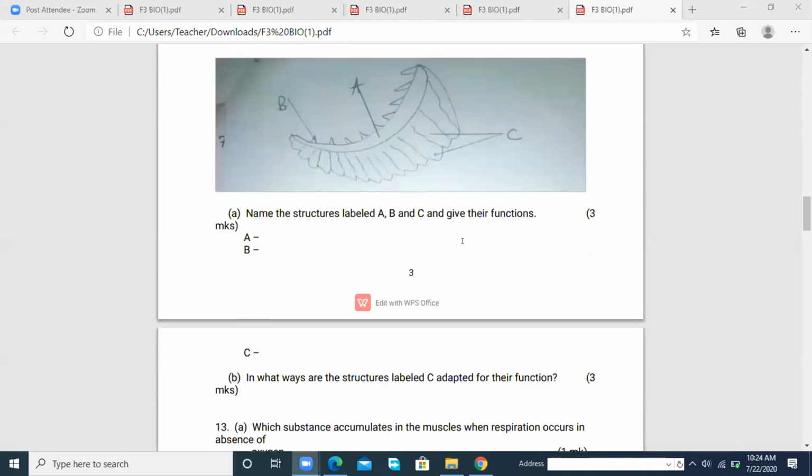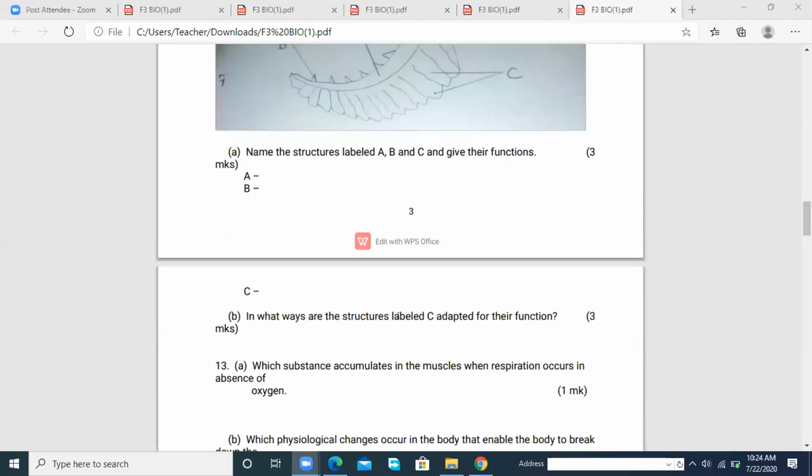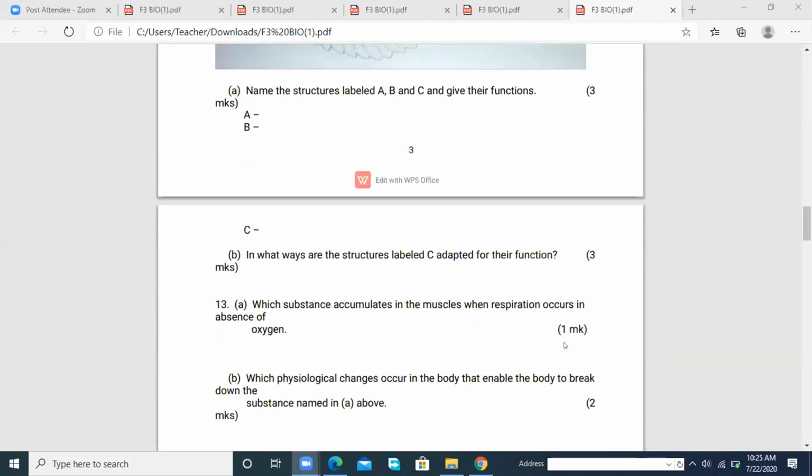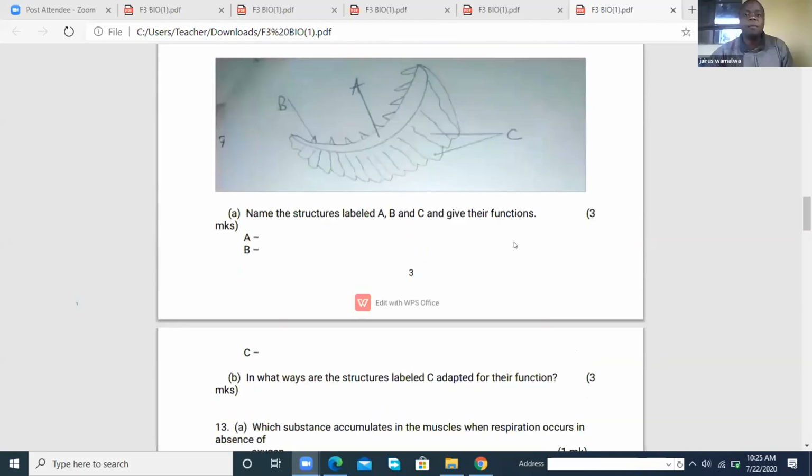Right, and the line question part B. The functions. In what ways are the structures labeled C adapted to their function? They are elongated to increase.